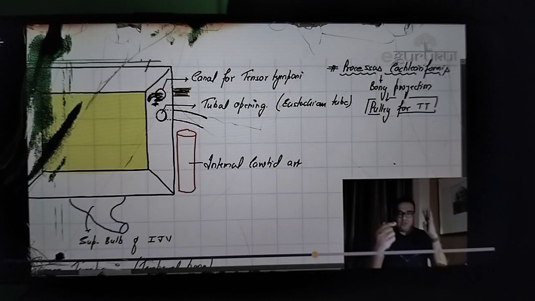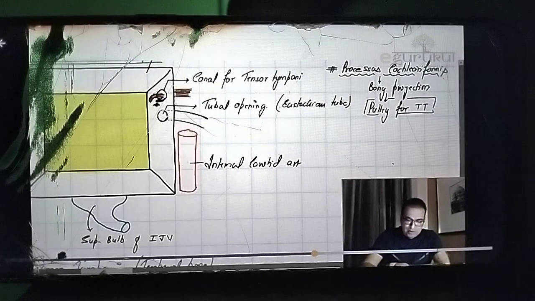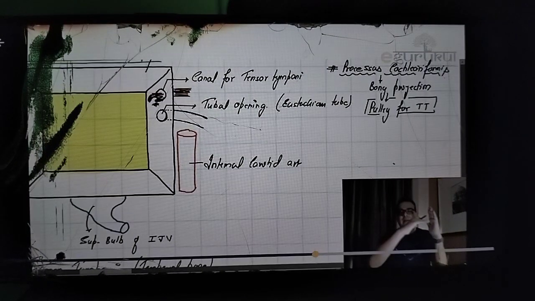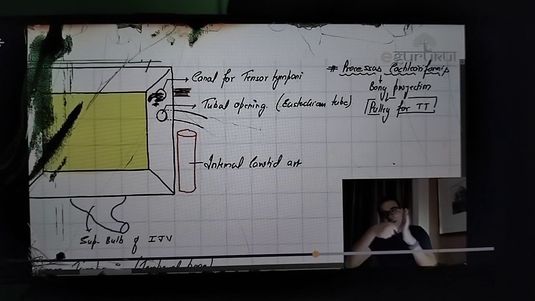So this is a bony projection which is basically present between these two openings, between the tubal opening and the canal for tensor tympani. It will allow the tensor tympani muscle to turn toward the lateral side and then attach to the handle of malleus so that it can pull it inside. And that's why tympanic membrane is something like this. Remember that umbo, that point of convexity, is because of the pull of this muscle itself.